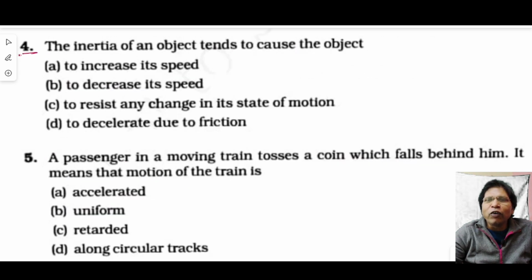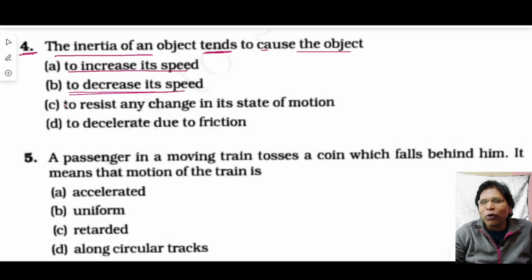Okay. Now question number 4. The inertia of an object tends to cause the object to increase its speed. No. Inertia is the property by which an object always keeps its state of rest or uniform motion in a straight line. Now decrease its speed. No. Resists any change in its state of motion. Okay, C is the correct option.